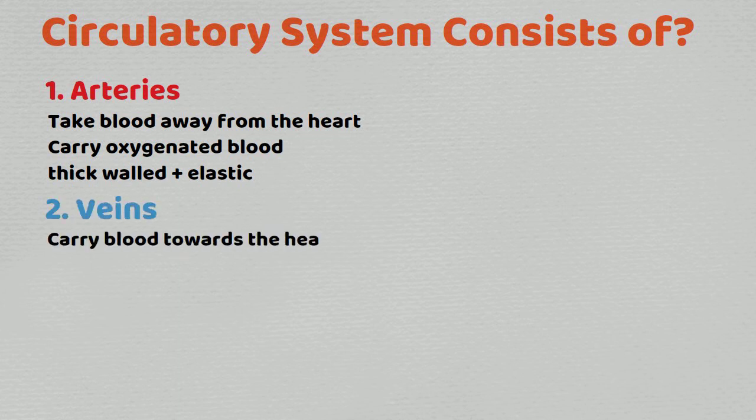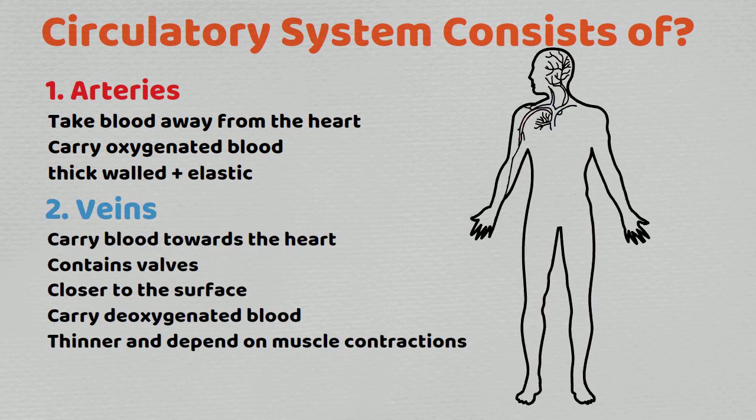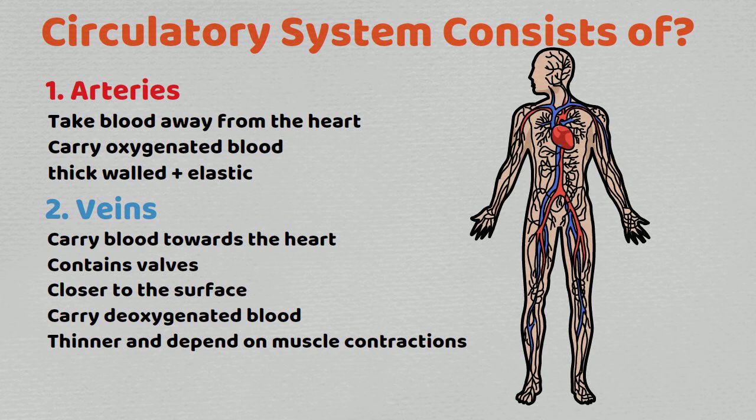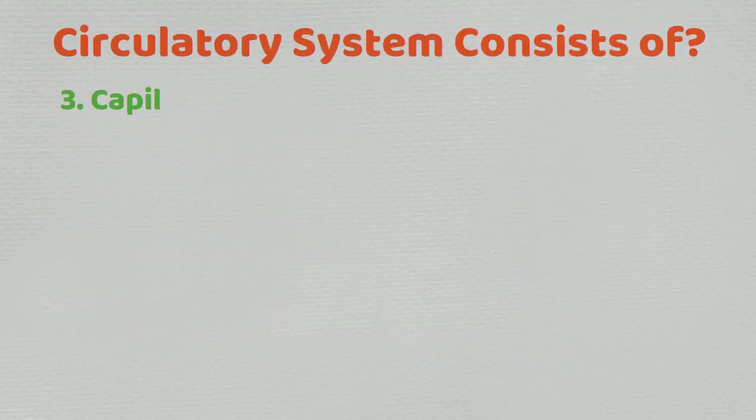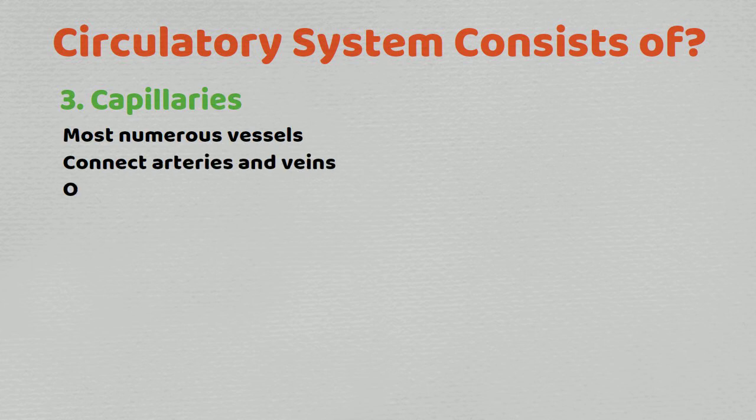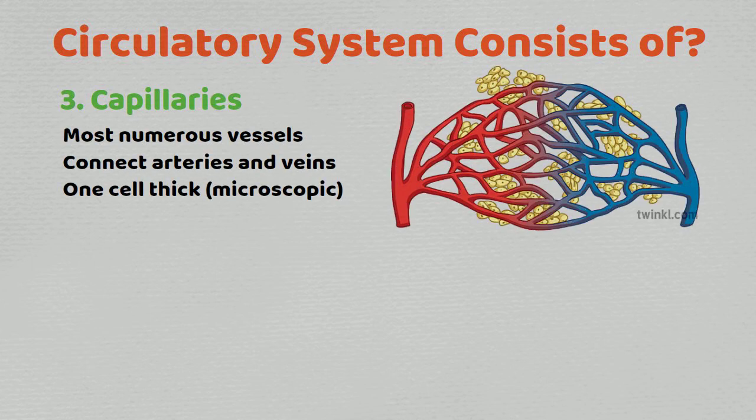We've also got veins. These carry the deoxygenated blood towards the heart. They contain valves and are closer to the surface. Compared to the arteries, veins are thinner and depend on the muscle contractions and diaphragmic movements for the blood to flow. Third, we have capillaries. These are the most numerous vessels in the body. They connect arteries and veins, and capillaries are microscopic as they are only one cell thick, so they are very tiny.